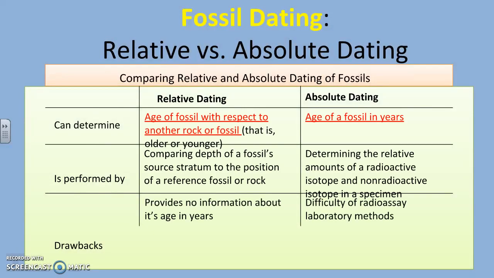All right. So this chart just compares the two. Relative dating can tell the age of a fossil with respect to another fossil that is older or younger than that fossil. It compares the fossil's depth and the position of the rock. It doesn't provide information about age in years. It just tells us the approximate age and the approximate period when it could be found. Whereas absolute dating tells the age of the fossil in years, and it's done in a lab. It is a difficult process.